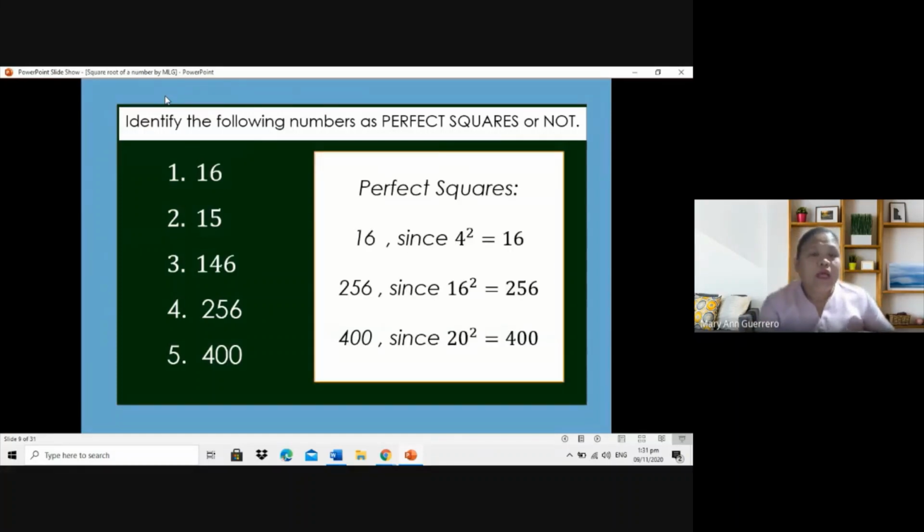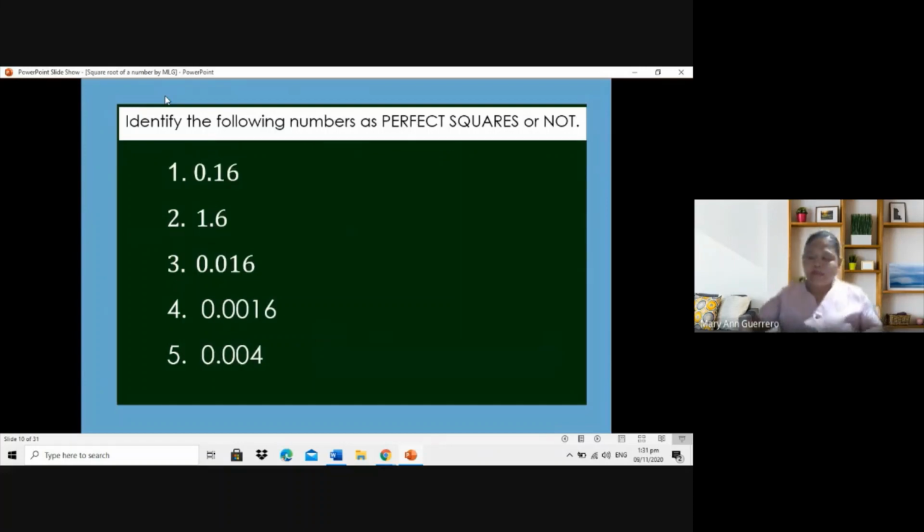Okay. Now let us have these decimal numbers. Again, tingnan natin kung tama yung sagot ninyo. Number 1, is this a perfect square? If you will notice, 16 is a perfect square. Puro may 1,6 tayo dito, no? Let's say, ignore muna natin si number 5.